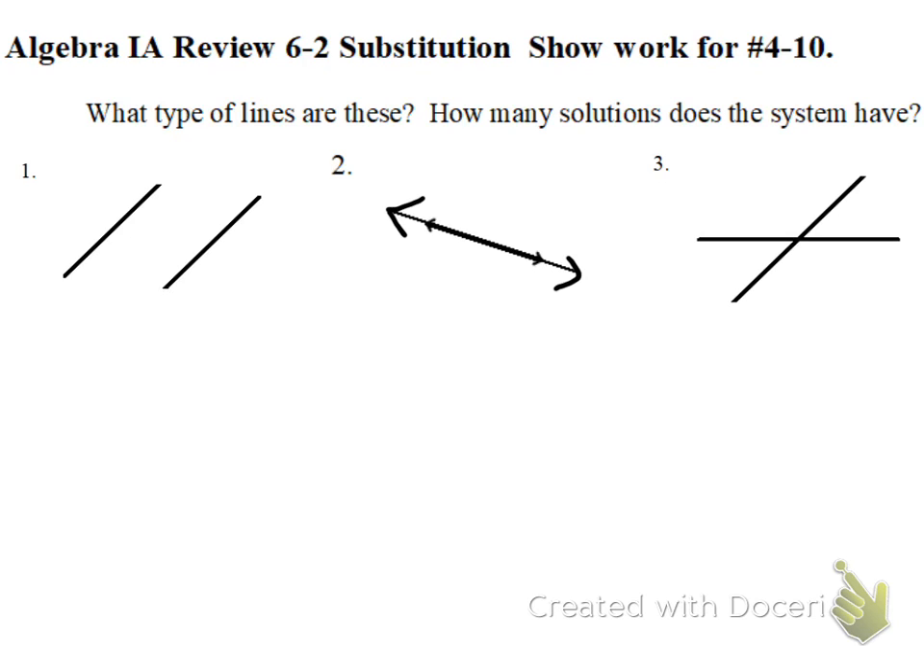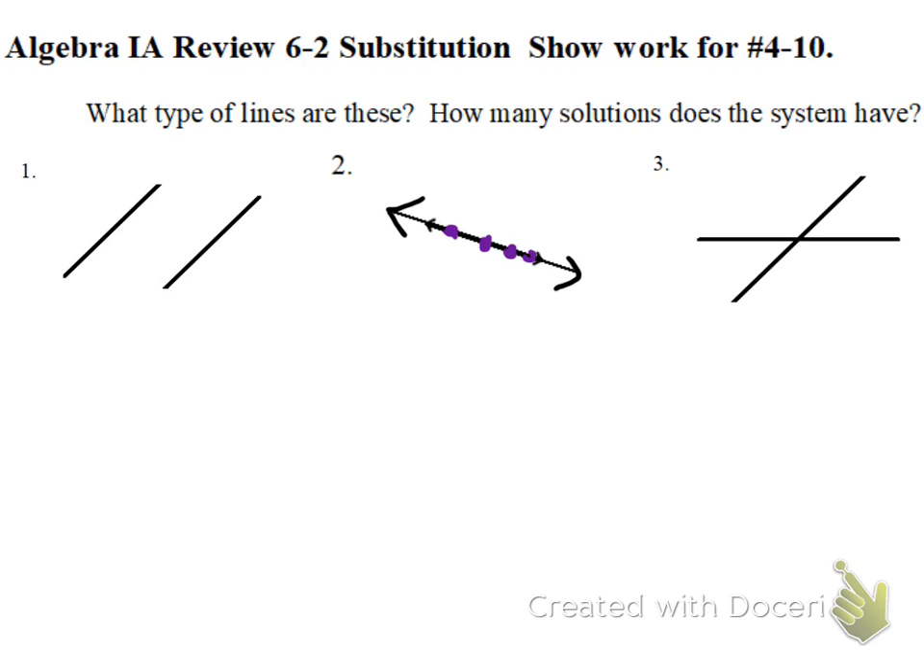And then the second one, those are coinciding lines. They're lines that are right on top of each other. So all of the points that are on one line are also on the other line. So we end up with infinitely many solutions because those lines continue on forever. And we've got all these mixed number and decimal values in there. So number 2, again, coinciding lines, infinitely many solutions.